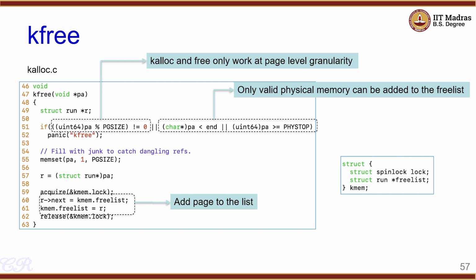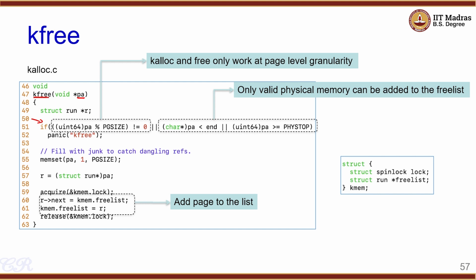So the kfree function which is seen over here looks something like this, right? There are some sanity checks initially. So what does kfree do? It takes a physical address pa, and the idea is that this physical address should be the start of a page, and this particular page needs to be freed, right? So therefore it needs to be added into the free list. Okay, so this line 51 over here essentially does some sanity checks.